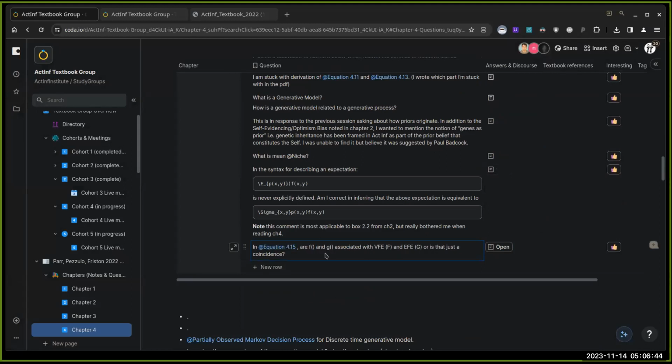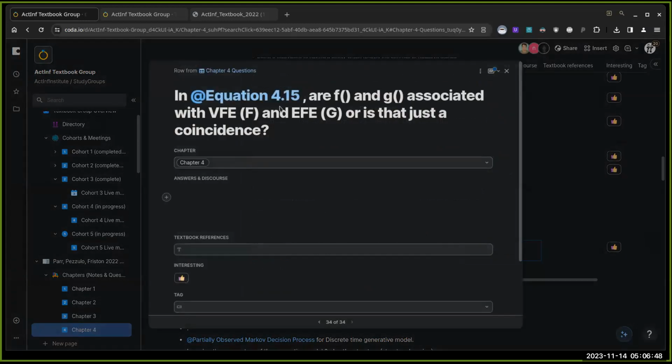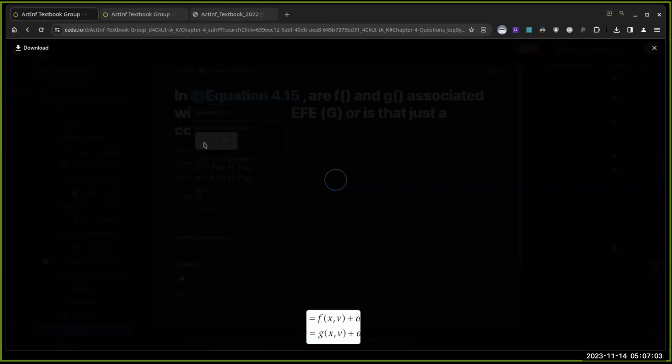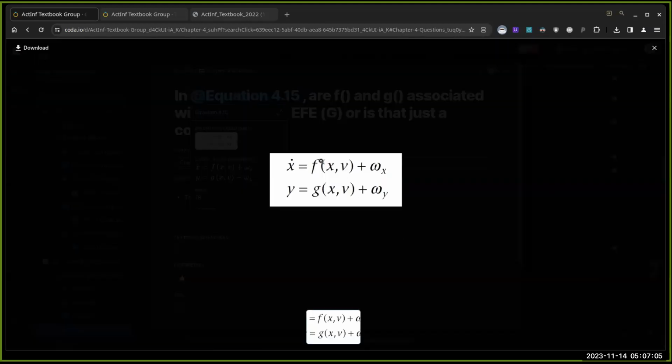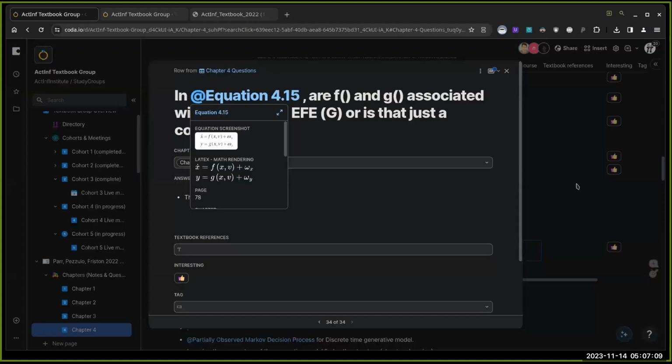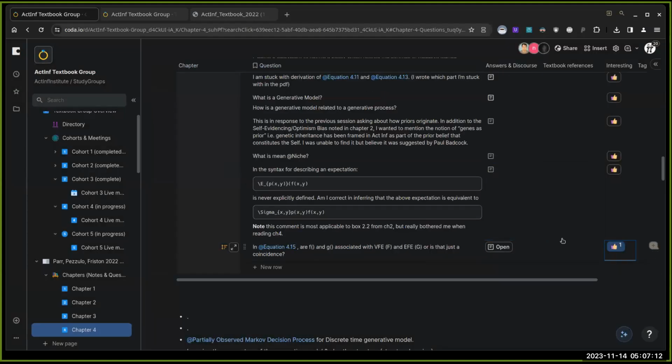In equation 4.15, are F and G associated with VFE, big F, and EFE, big G, or is that just a coincidence? That is just a coincidence. Yeah, there's no problem with adding more concordances, but no, the F and the G have nothing to do with it. I think it's just F of X and then picking the next appropriate letter.